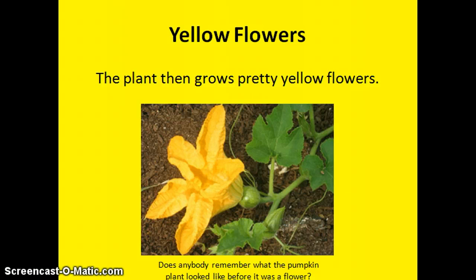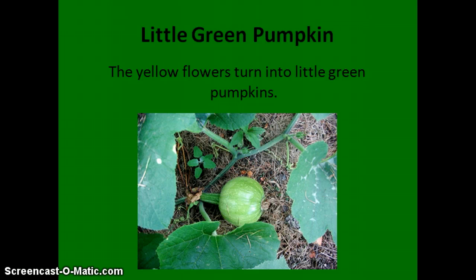The fourth stage is the yellow flower. This lily pad looking plant grows into small, pretty yellow flowers. Does anybody remember what the pumpkin plant looked like before it was a flower? As I mentioned before, it was a plant, and it was a green lily pad looking plant. The fifth stage is a little green pumpkin. The yellow flowers before turned into little green pumpkins. However, this is not the final pumpkin yet. Pumpkin is not ready.